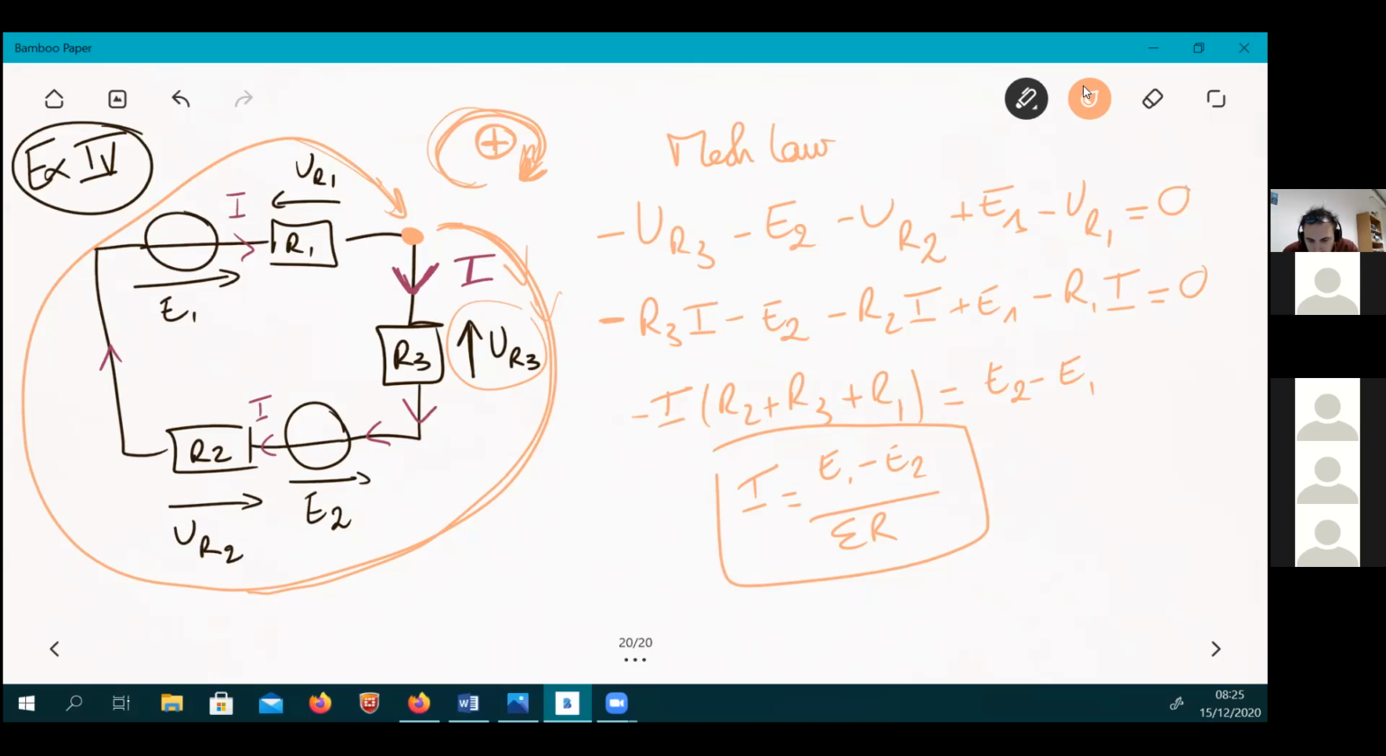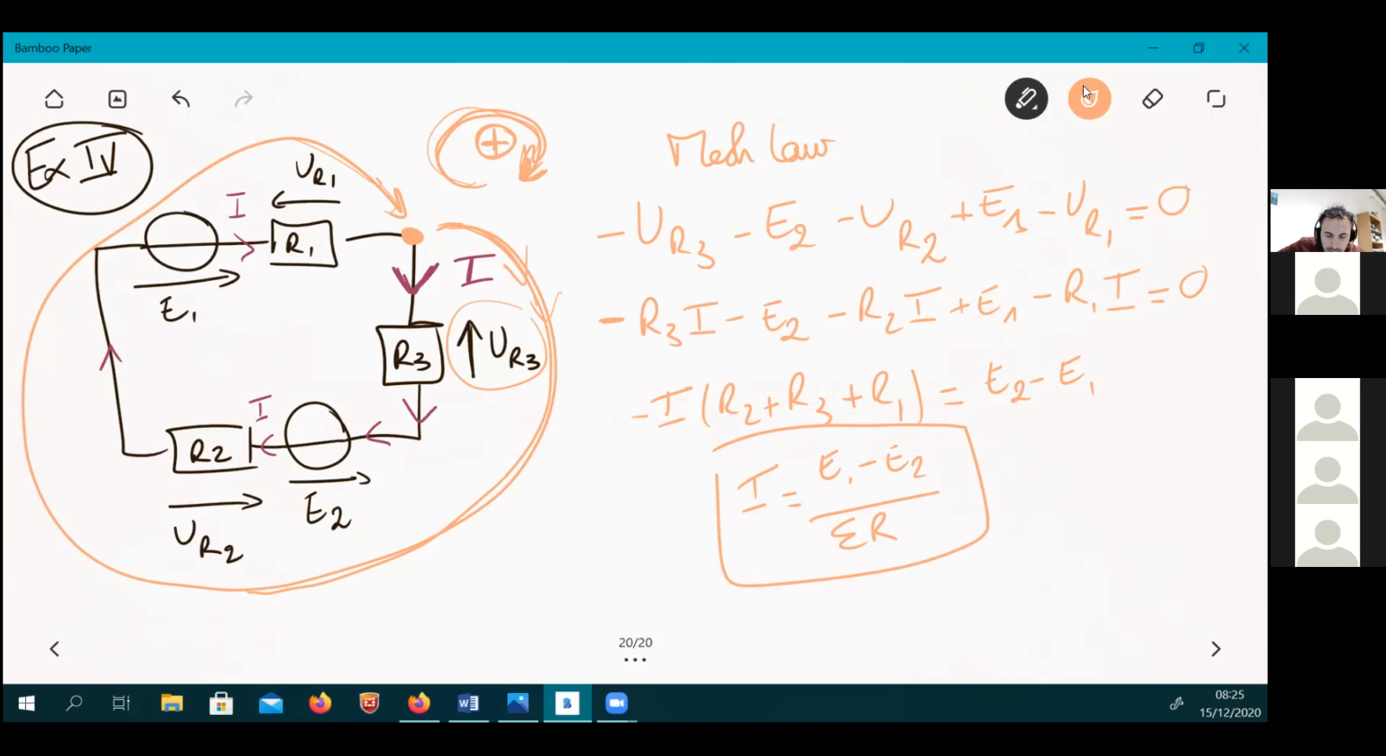Quite easy because, well, from now, there are not a lot of options you can use. You only know the node law and the mesh law, and as I said previously, as soon as you label the circuit and you know the convention you use, you are good with 80% of the job, then it's only math.